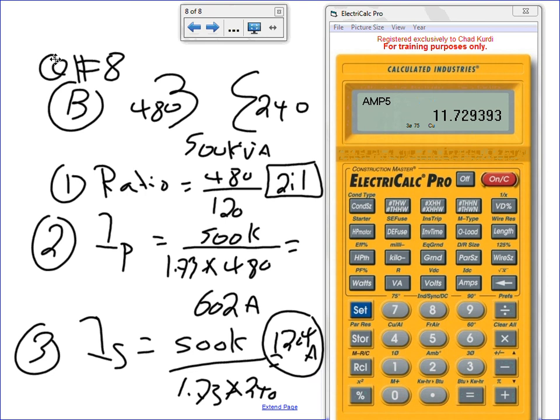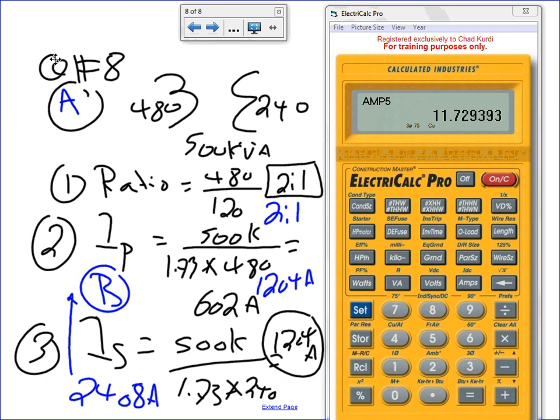If you did a B, this actually was for A. If you did a B, this should also be 2 to 1. The amp here should be at 1204 amps, and the amp at the bottom should be 2408. This should be 2408 amps. These are B's.